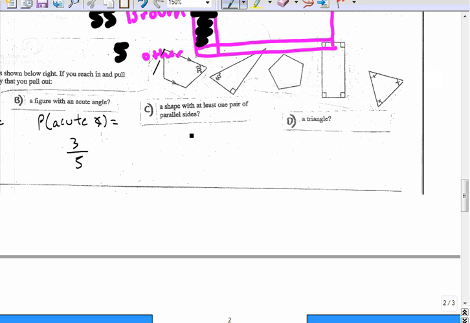A shape with at least one pair of parallel sides. So I've got 1, 2. So the probability of greater than or equal to 1 pair parallel is going to be 2 out of 5 again. And a triangle, the probability of a triangle is also 2 out of 5.